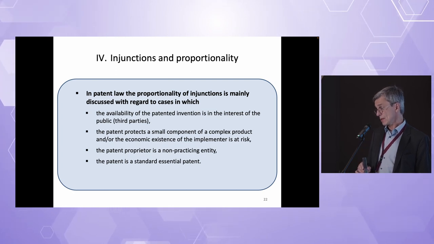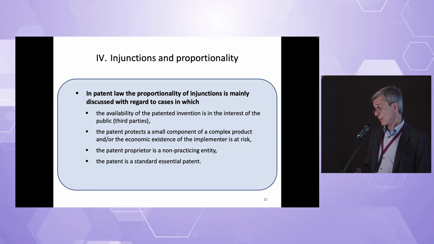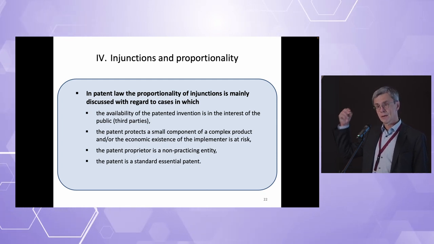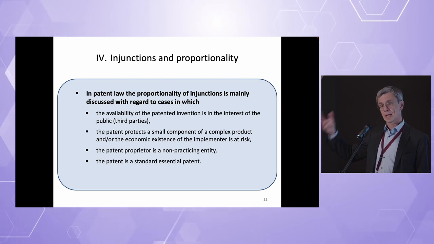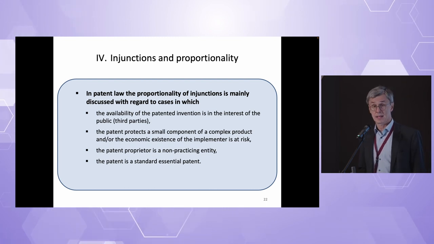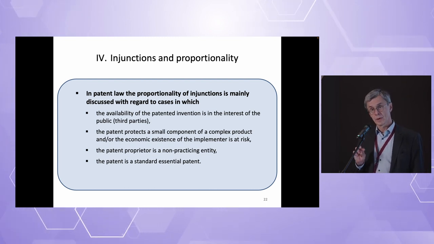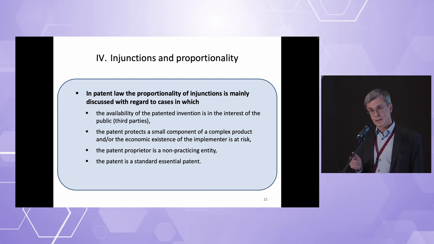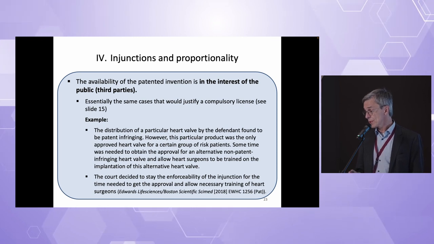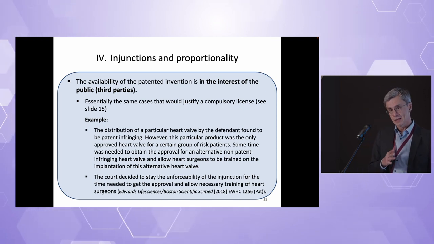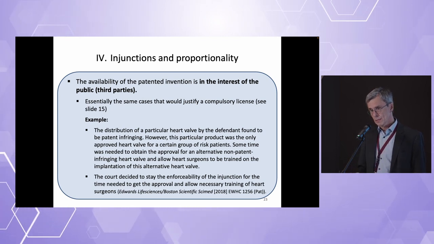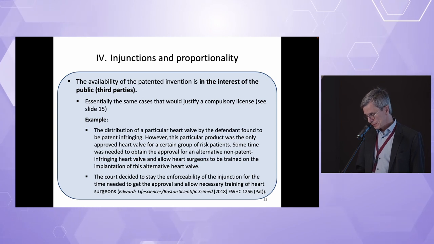A third situation that is discussed is that the patent proprietor is a non-practicing entity, meaning the patent proprietor is not directly making use of the patent, only wants to license the patent. And the fourth situation is that the patent is a standard essential patent. That is the situation of an overlap between patent law and competition law. So let's first address the first situation, and that is essentially the situation I already presented to you with regard to compulsory licenses.